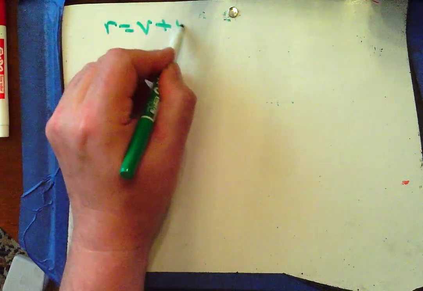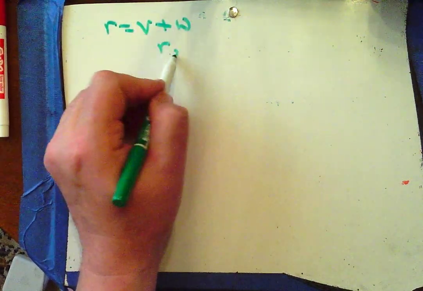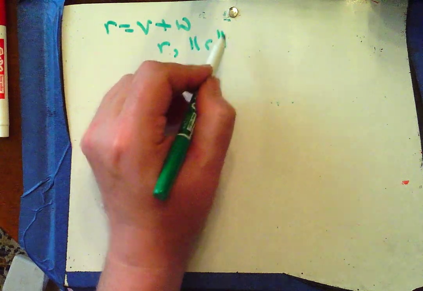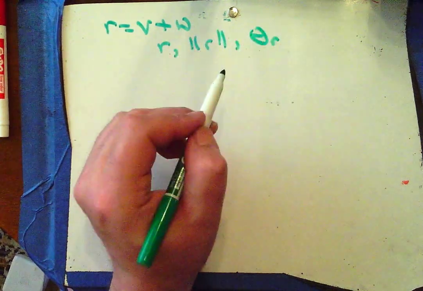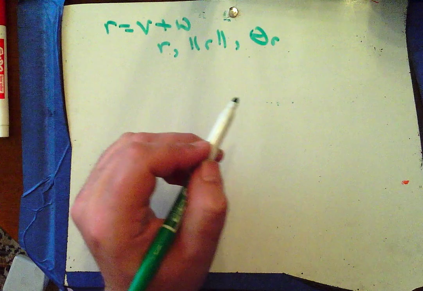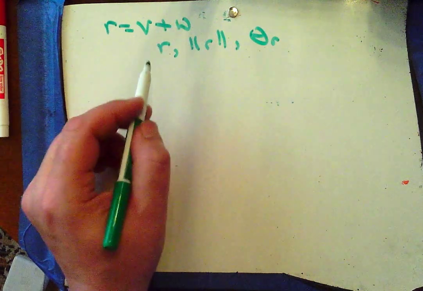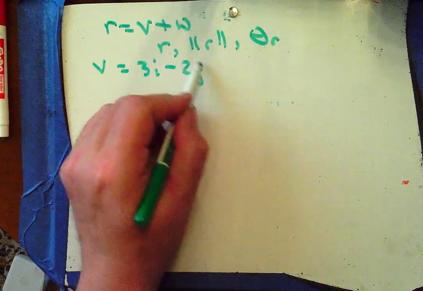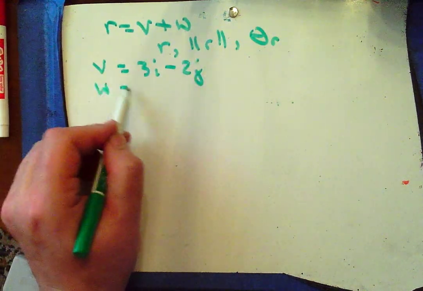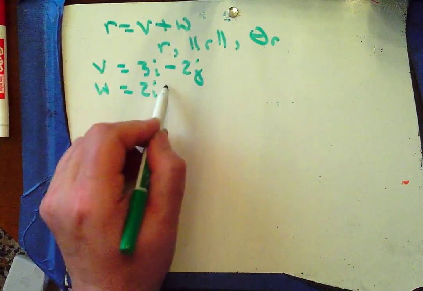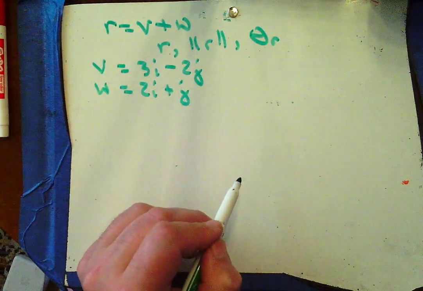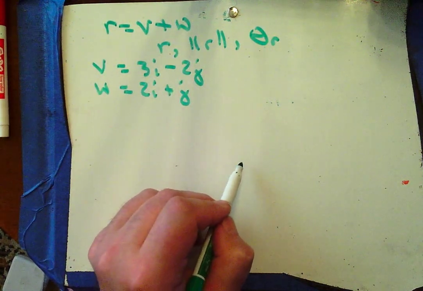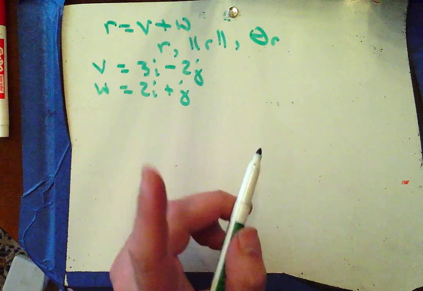Why don't you try one? Again, we know that r equals v plus w. We're looking for r, we're looking for the magnitude of r, and we're looking for theta r. Let's say that v equals 3i minus 2j, and w equals 2i plus j. So, you might want to pause the video now and give it a try.